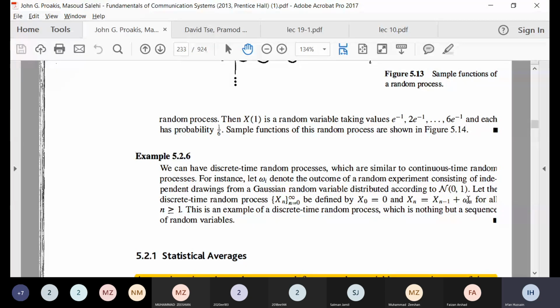So again we have a random process, but at each time, each nth value, if you just observe it, it will be nothing but a random variable that is either drawn from here or it is summed with the previous summed values.